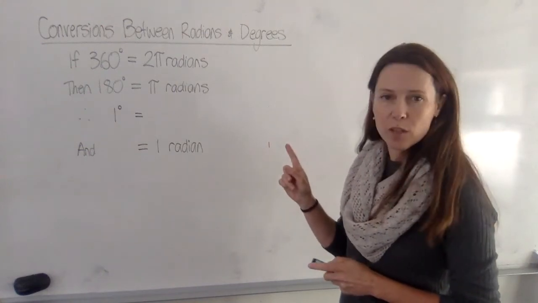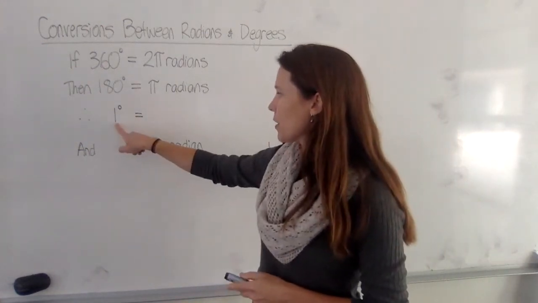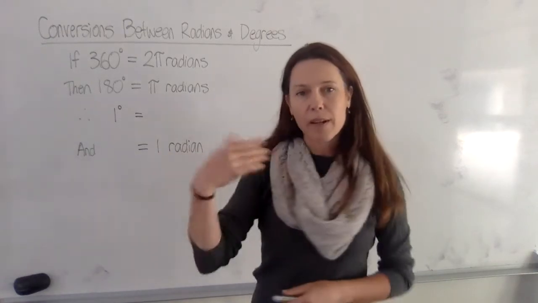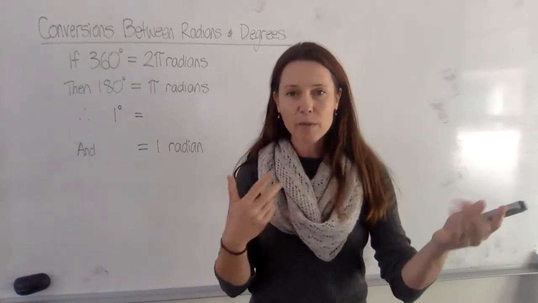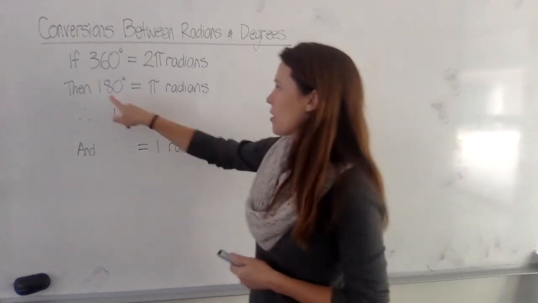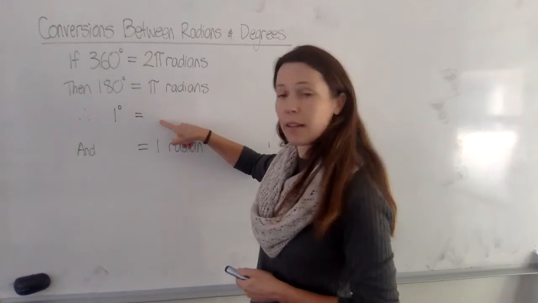Now, the 2 conversions we need: we need to know what 1 degree would be equal to, and what 1 radian would be equal to. That way, no matter how many degrees or radians we have, we should be able to use that as a conversion factor. So let's say to ourselves, this is to this as that is to that.